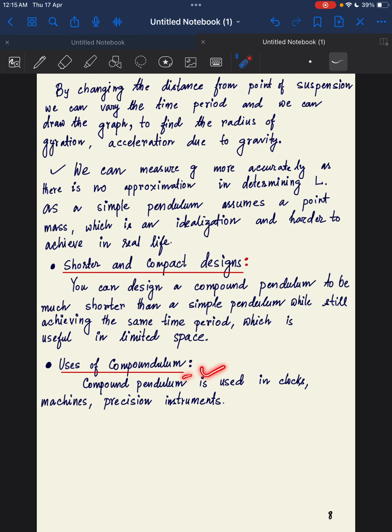Now, uses of the compound pendulum. A compound pendulum is used in clocks, machines, precision instruments, like that. So we have learned about the uses of the compound pendulum. What is the advantage of the compound pendulum over the simple pendulum? The rigidity and the compactness of the design. So it is easy to carry a compound pendulum. There is no approximation involved in it. So we can find g at a particular location.